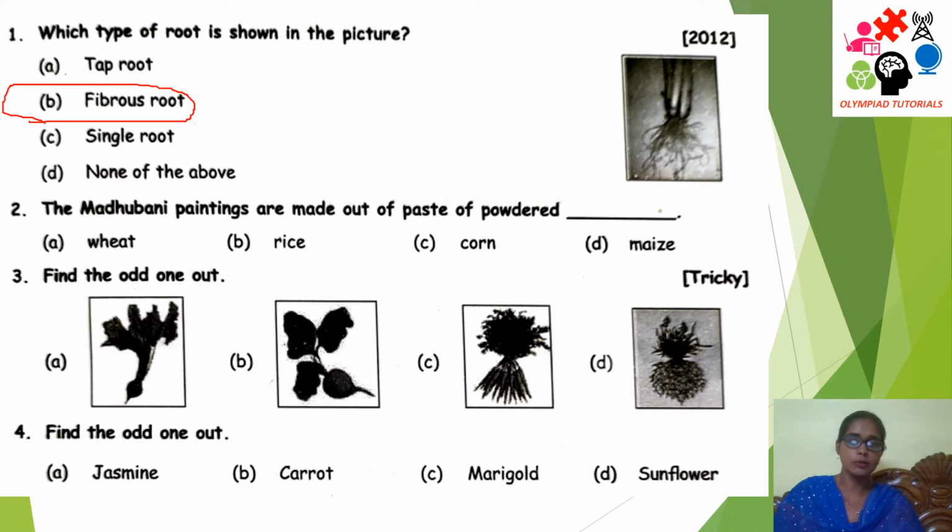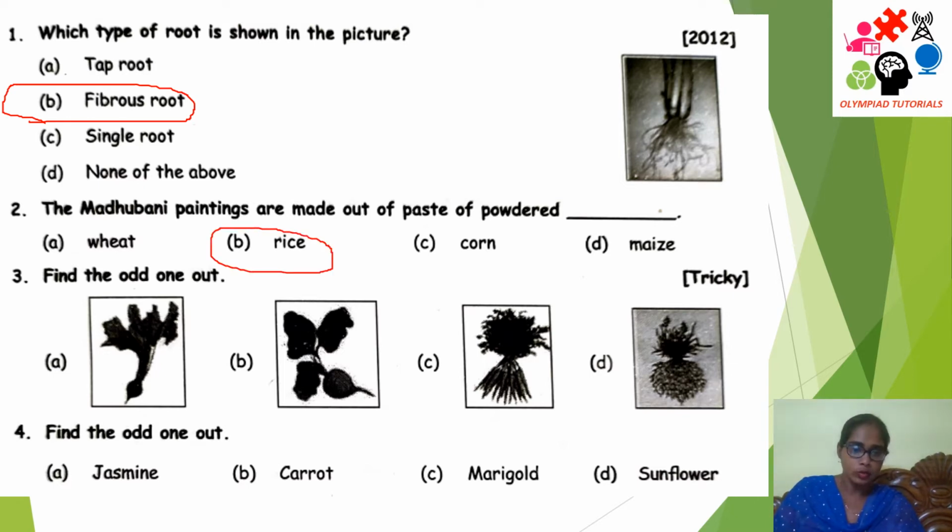Question number 2. The Madhubani paintings are made out of paste of powdered. Options are wheat, rice, corn and maize. So Madhubani paintings have originated from the place called Madhuban in Bihar. The paintings made using this technique reflect the folk stories from India and Nepal. Here the rice is powdered, and from that powdered rice they mix a few colors, and then on a piece of paper these paintings are made. So here your option B is going to be correct, rice.